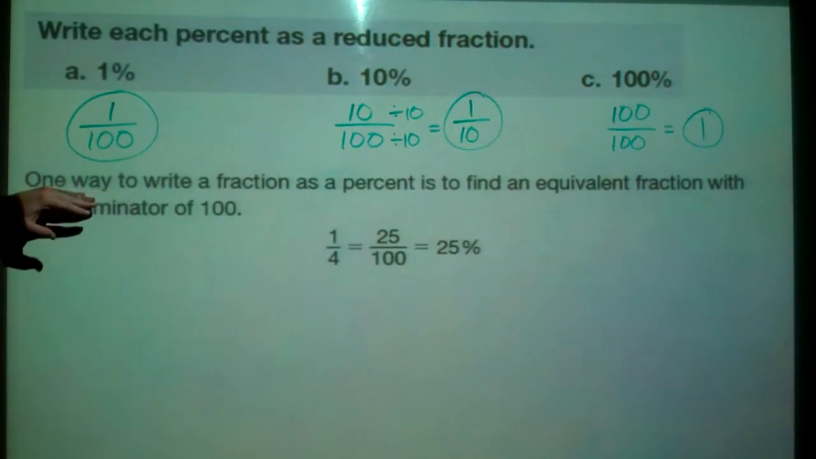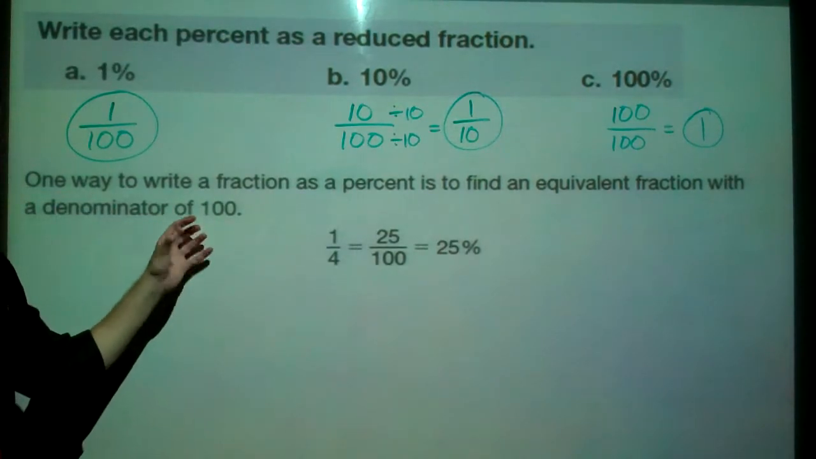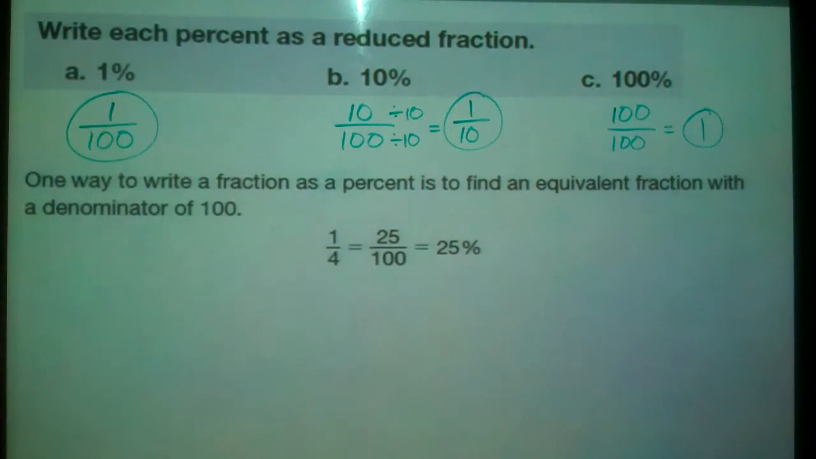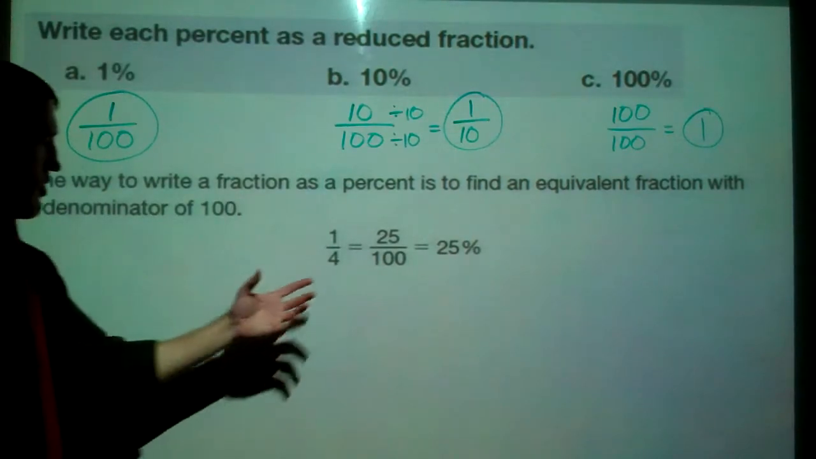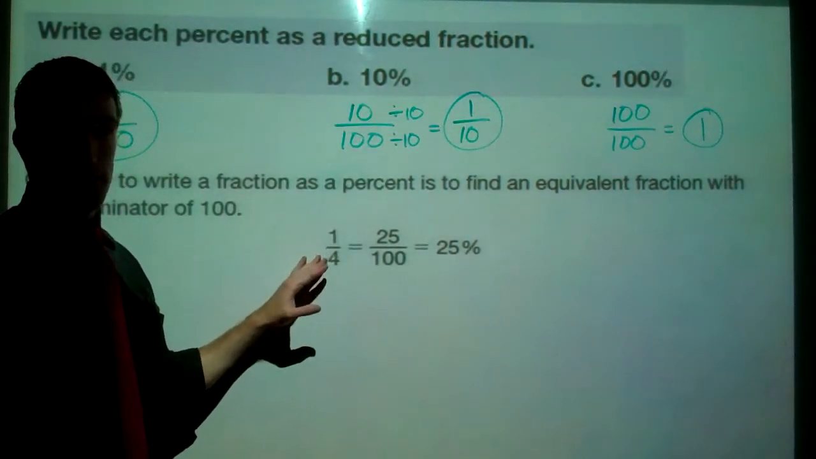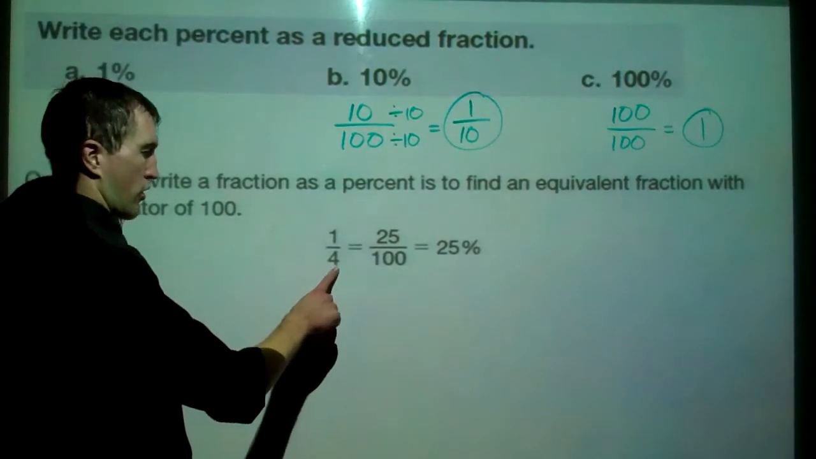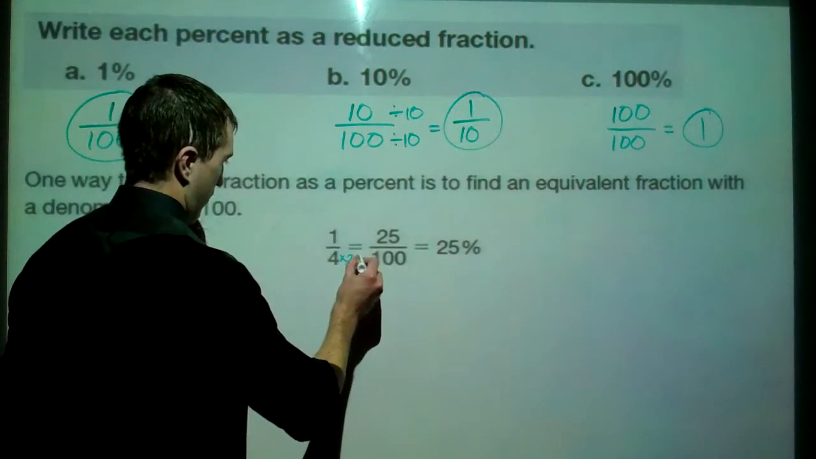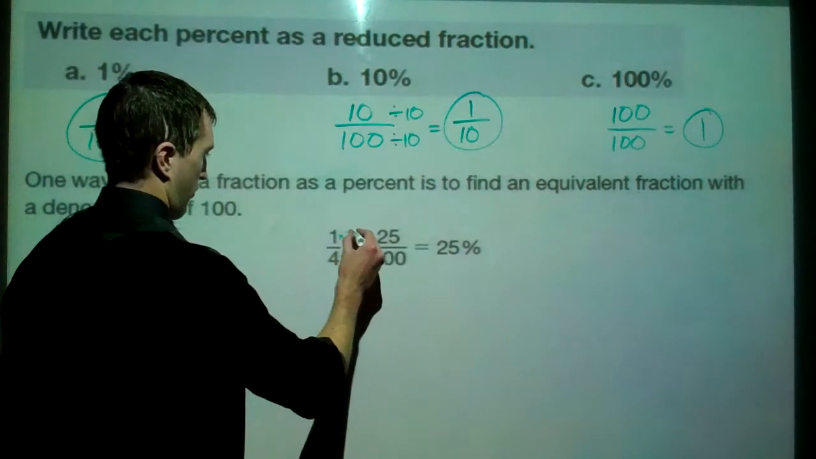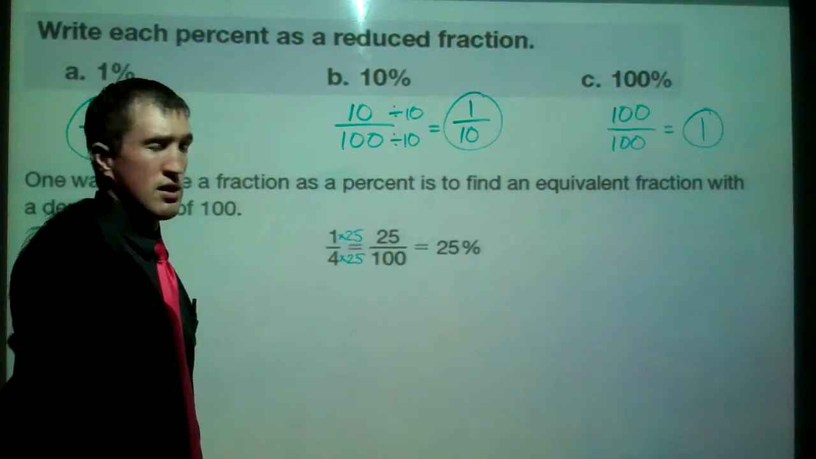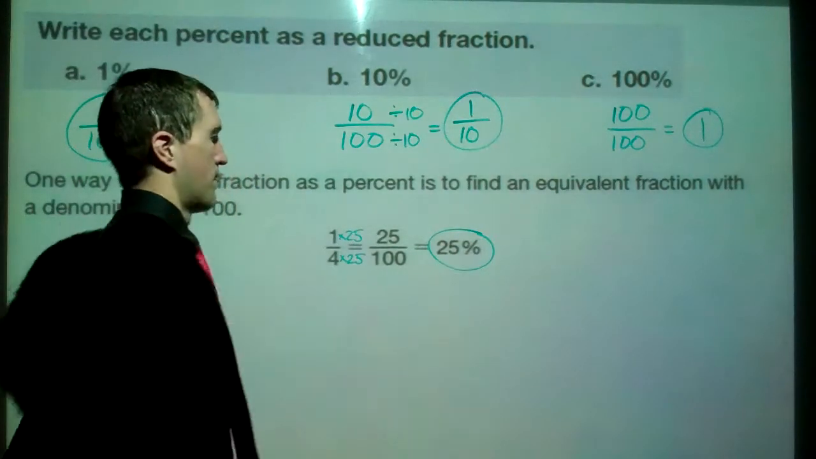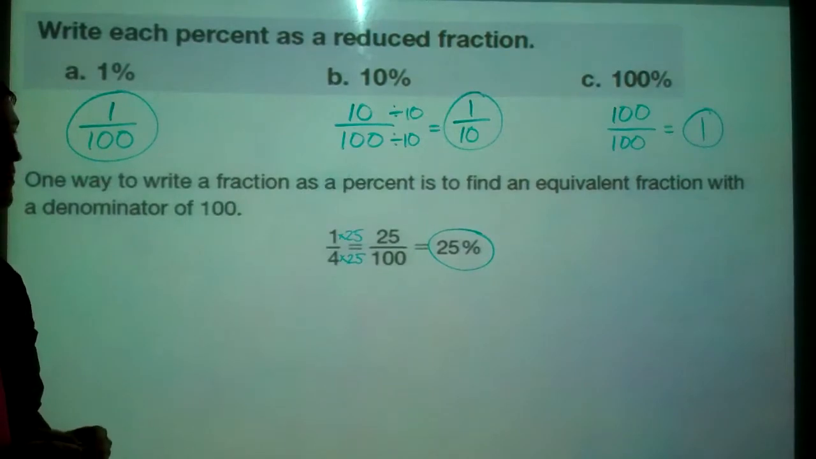Now, we jump into a different thing here. One way to write a fraction as a percent, so that's going backwards, we're going fraction to percent, is to find an equivalent fraction with a denominator of 100. So let's take 1/4 for instance. If we want to turn this into a percent, well, I know that 4 goes into 100 25 times, so if I multiply by 25, I get 100. If I multiply by 25 up here, we get 25. So 25 out of 100, we know that that's 25%. This is one way to go from fraction to percent.